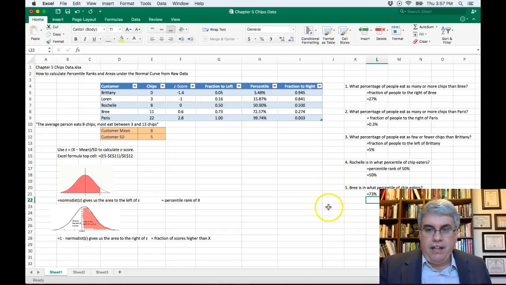So there, we've calculated a number of different things, assuming that the distribution of chip eating habits of people at Taco King is a normal distribution with a mean of 8 and a standard deviation of 5.